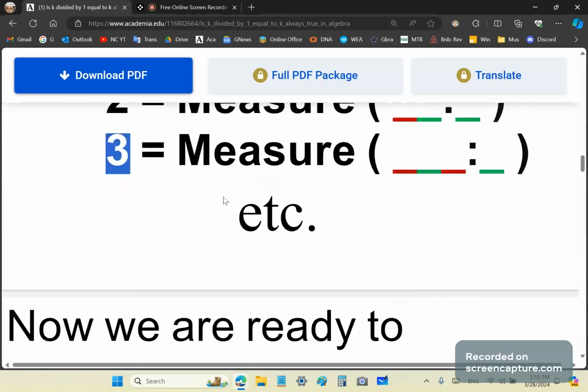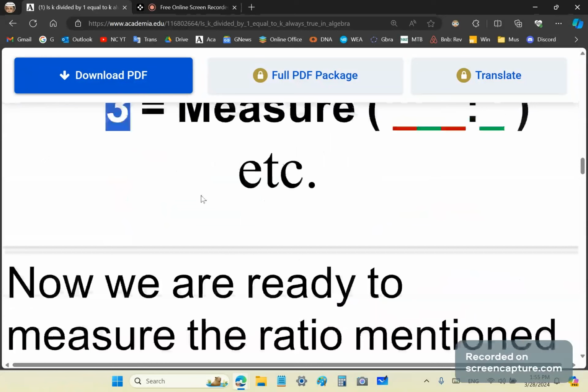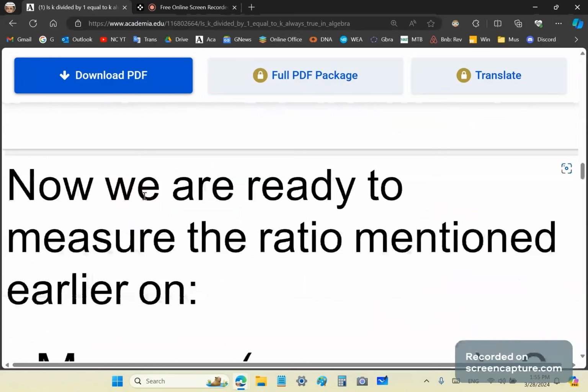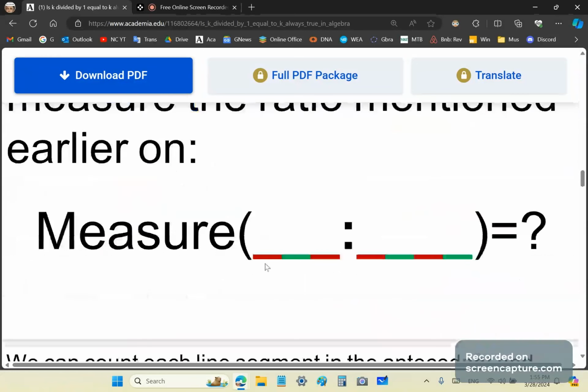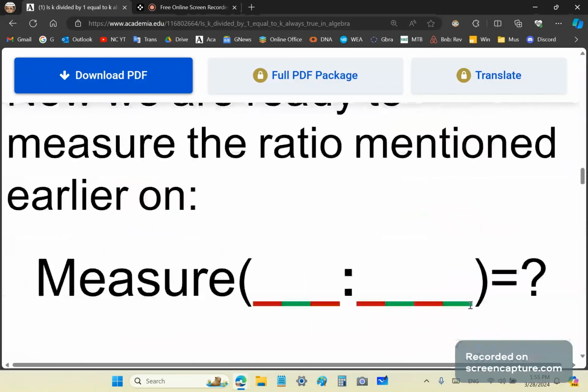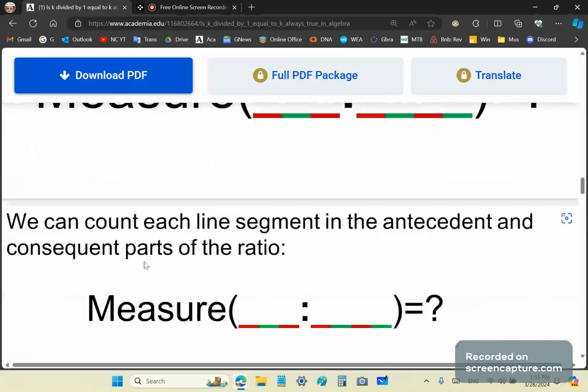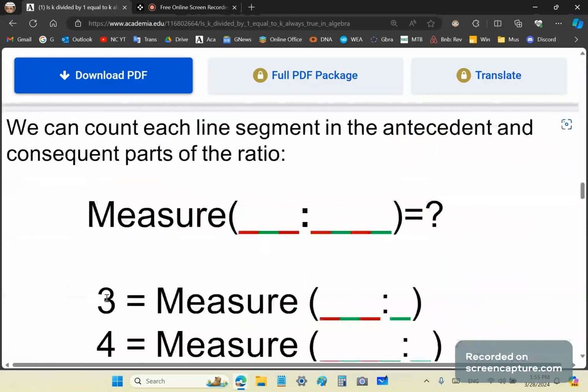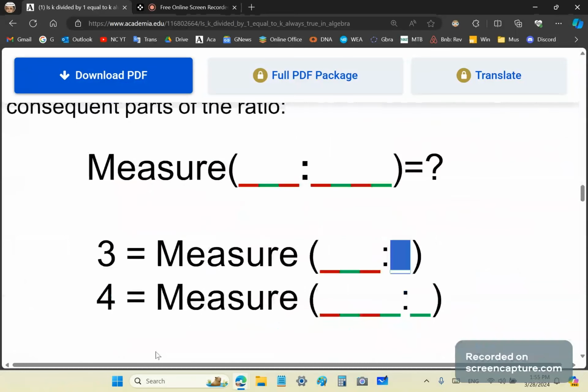So now we've got our counting numbers, and it should be a lot easier to measure the ratio mentioned earlier on. So here's the ratio that we had earlier on. Now we can count these. We can say 1, 2, 3, 4, and 1, 2, 3, right? So that means that 3 over 1 is the measure of the antecedent to the consequent, which is the unit magnitude, okay?